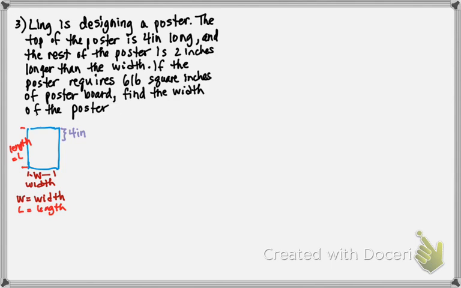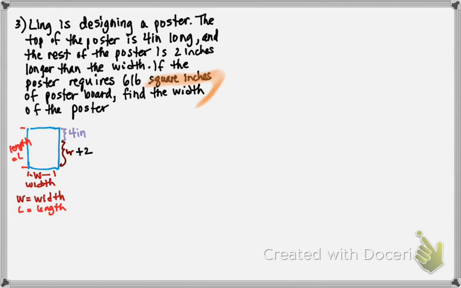And then going back to what it says about the length, it says the rest of the poster is 2 inches longer than the width. So if the width is W, from here to here would be W plus 2. Okay. So then it says the poster requires 616 square inches, so when I read that label, what that tells me is I'm dealing with area.